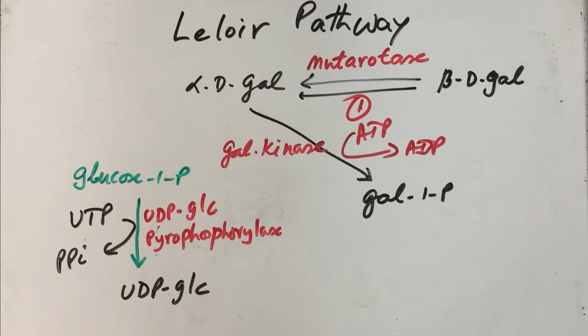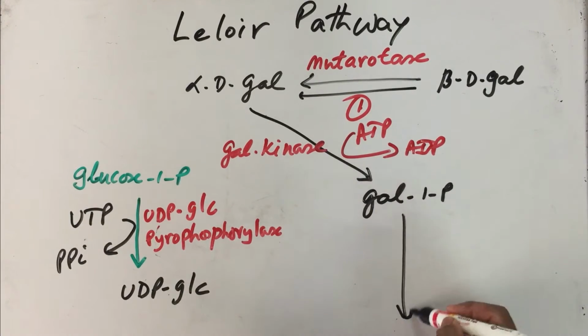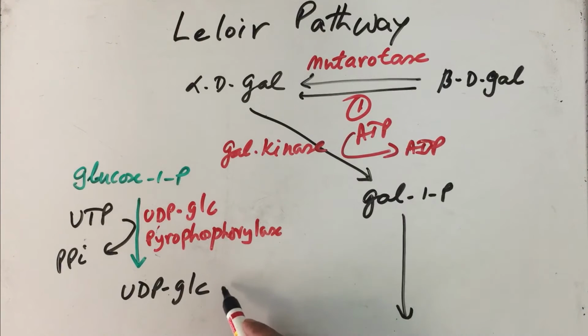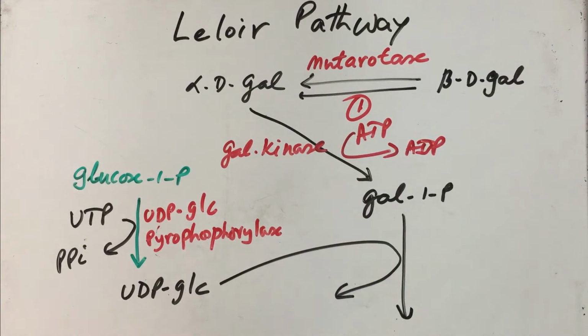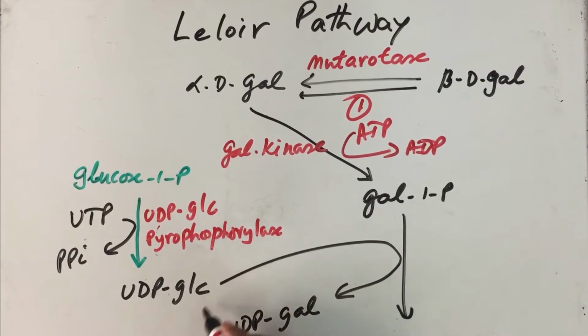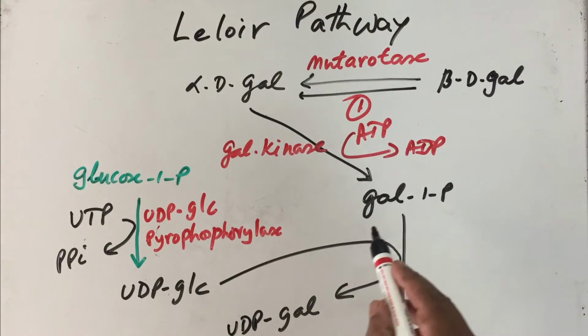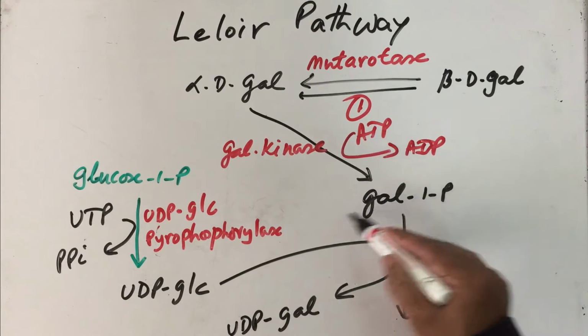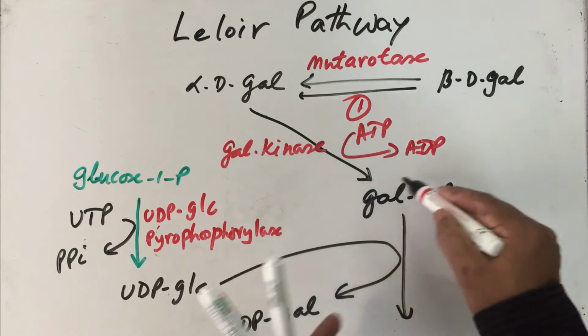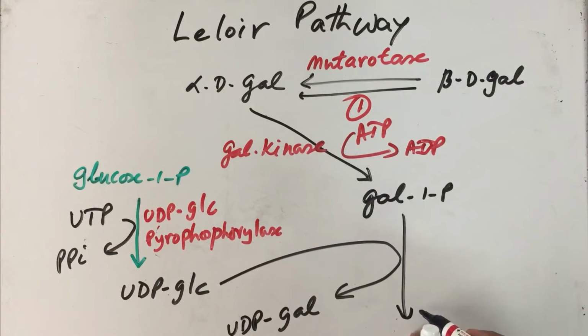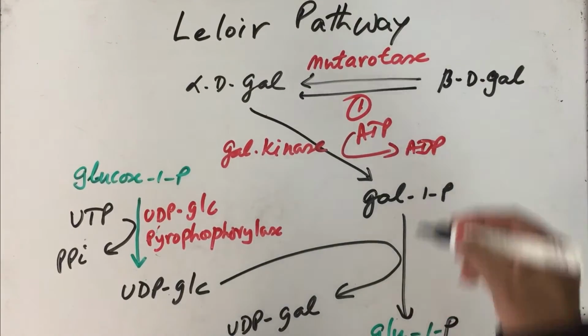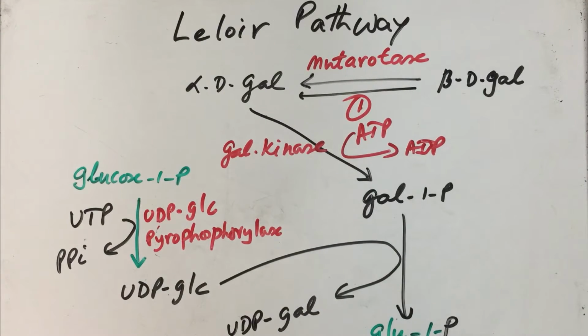Now what is going to happen is this galactose 1-phosphate will react with this UDP glucose, and then it becomes UDP galactose. The UDP is left here, the galactose is given, and the glucose is transferred here. I'll write it like this: glucose, it will continue to be in green color. It becomes glucose 1-phosphate. The phosphate is from the original galactose 1-phosphate. So it becomes glucose 1-phosphate.